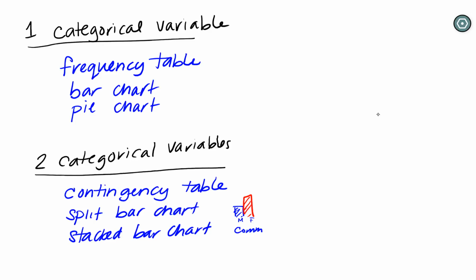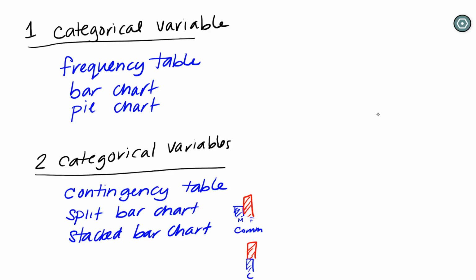A stacked bar chart does the same thing, except it stacks everybody in the same bar. It just splits it in color. This way, if you're looking at communication, you can actually see its overall versus the other majors, and also look into the sort of breakdown of gender within that. So that's how we could look at a relationship between 2 categorical variables.